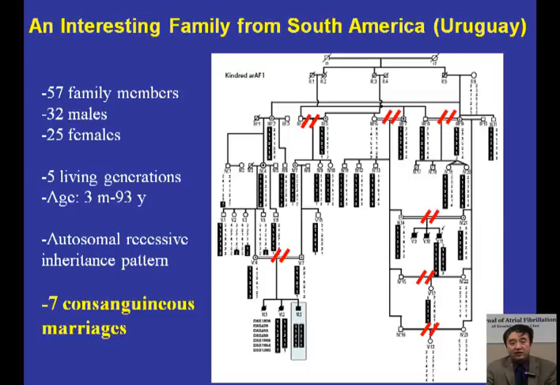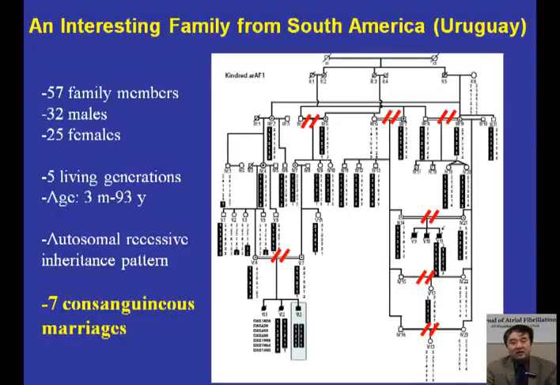Interestingly, there were 7 consanguineous marriages in the family, and there were 6 patients with AF. They all were derived from consanguineous marriages, and their parents were normal. So this is a typical autosomal recessive AF family.